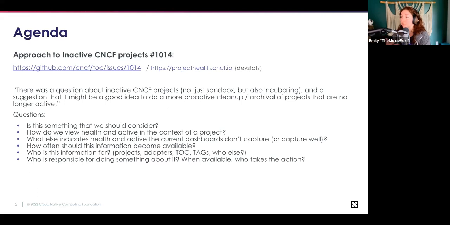But then that brings us back to the discussion of what is considered healthy and active, and what sorts of indicators we have in place for that. Ricardo asked about having an annual report be a requirement for graduated projects. I think that is still on the table here. What other thoughts do folks have?